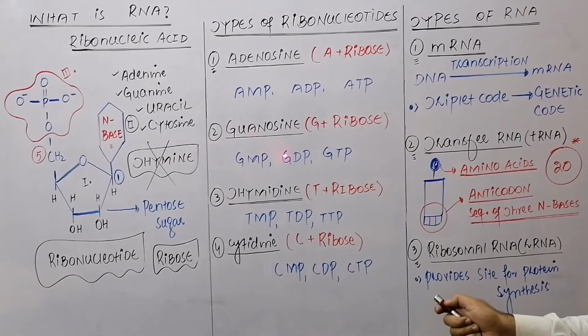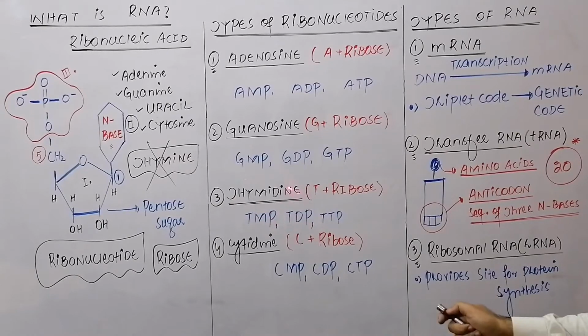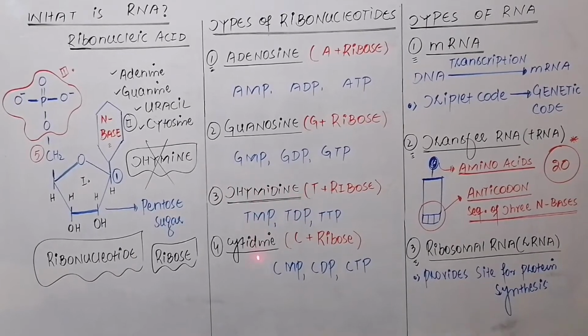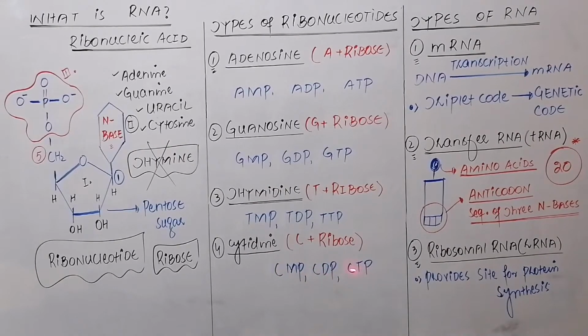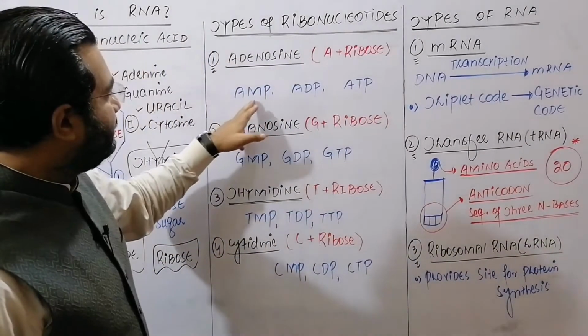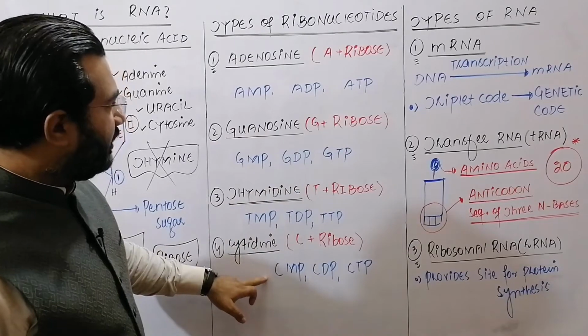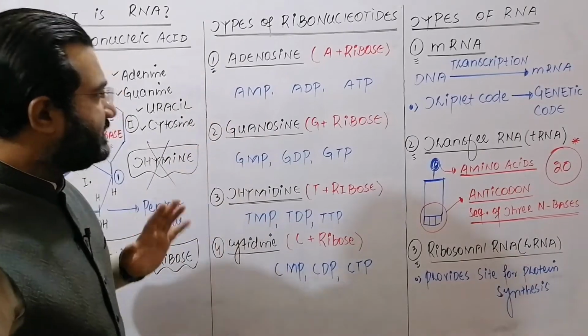Similarly, guanosine monophosphate, guanosine diphosphate, guanosine triphosphate, these are three ribonucleotides produced from the guanosine ribonucleoside. Thymidine monophosphate, thymidine diphosphate, thymidine triphosphate, these are three ribonucleotides produced by the thymidine ribonucleoside. And cytidine monophosphate, cytidine diphosphate, cytidine triphosphate, these are the three ribonucleotides produced by the cytidine ribonucleoside. How many types of ribonucleotides are there? 12. 3, 6, 9, and 12. And how many types of ribonucleosides are there? 4. Adenosine, guanosine, thymidine, and cytidine.